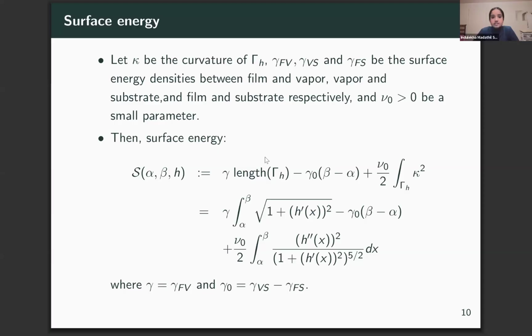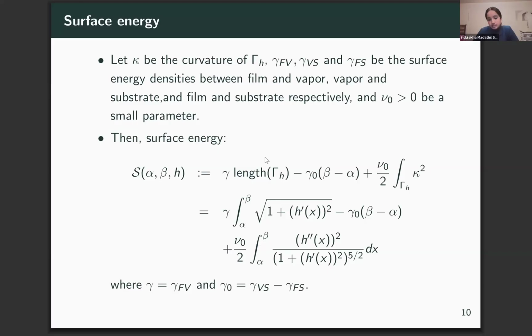The energy of this system depends on the interfacial surface energy and the elastic energy. Surface energy has the form detailed on the slide. If kappa is the curvature of the graph, gamma fv, gamma vs, and gamma fs represent the surface energy densities between film and vapor, vapor and substrate, and film and substrate, and nu naught is a small parameter. Then the surface energy has this given form.